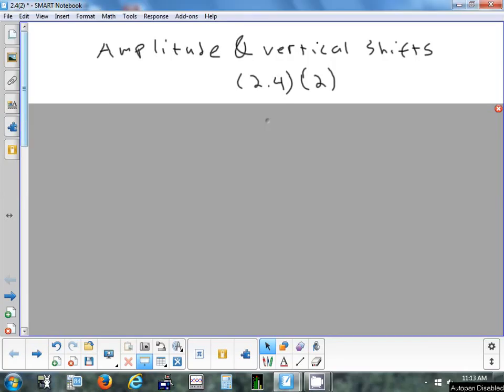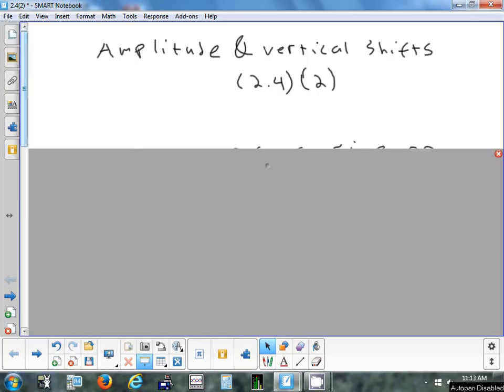Right, so still looking at the same section, we're just going to look at two more transformations. Yesterday we did the phase shift. Today we're going to look at what's called an amplitude change and a vertical shift. Okay, I'm going to start with the amplitude change.